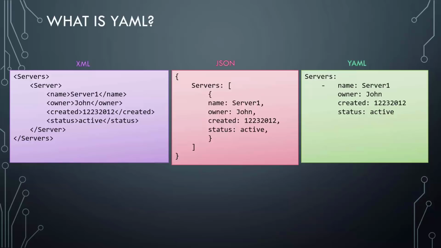A YAML file is used to represent data, in this case configuration data. Here is a quick comparison of a sample data in three different formats. The one on the left is XML, where we display a list of servers and their information. The same data is represented in JSON format in the middle, and finally in YAML format to the right. Take a minute to compare the three formats.